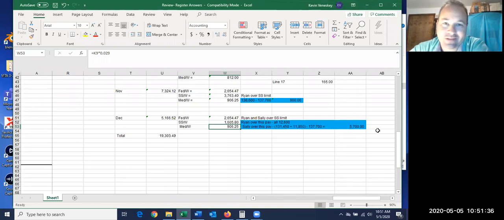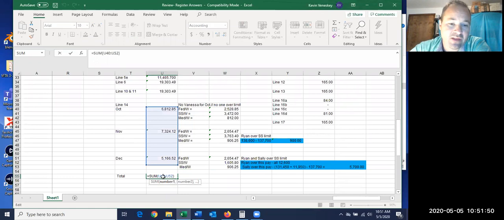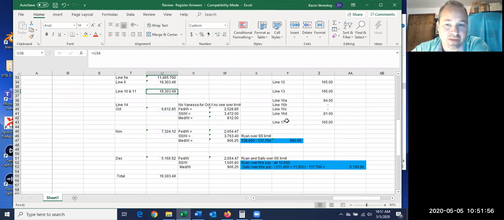There are different ways to go about doing this. Pick the way that you are doing right now. This is just one way that I picked. The key thing is, when it's all said and done, these 3 added up better be the same as lines 10 and 11. And it is.